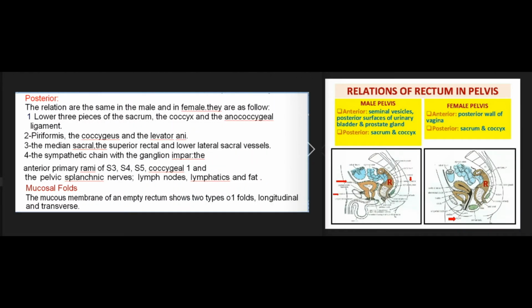Posterior. The relations are the same in the male and in female. They are as follows: 1. Lower three pieces of the sacrum, the coccyx, and the anococcygeal ligament. 2. Piriformis, the coccygeus, and the levator ani. 3. The median sacral, the superior rectal and lower lateral sacral vessels. 4. The sympathetic chain with the ganglion impar, the anterior primary rami of S3, S4, S5, coccygeal 1, and the pelvic splanchnic nerves, lymph nodes, lymphatics and fat.